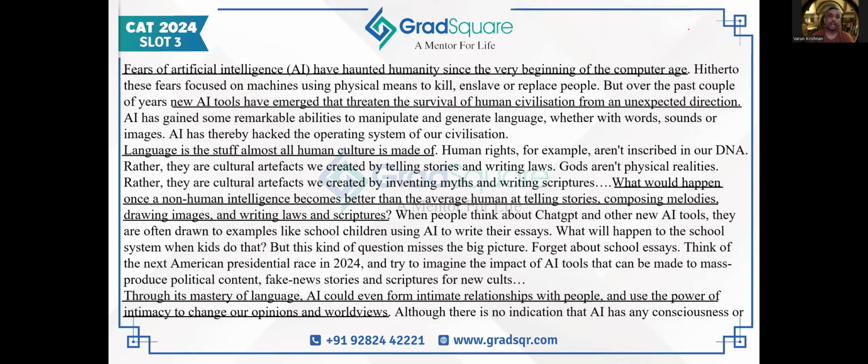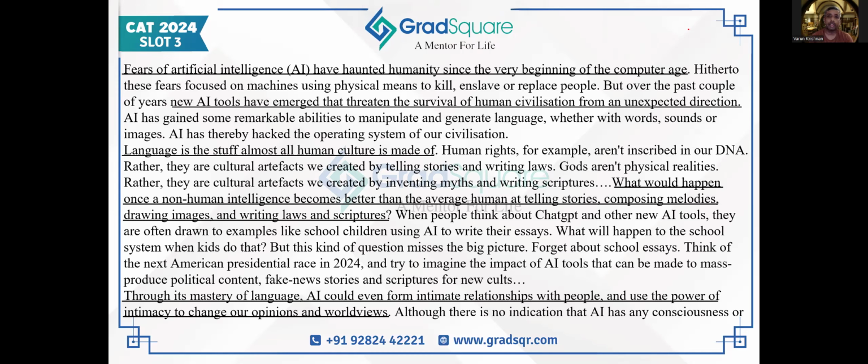So starting off, the first sentence of the passage, as usual, is a pretty important line, but it does not do a really good job of setting up what the topic of discussion is. But it tells us a part of the topic, which says that fears of artificial intelligence have haunted humanity since the very beginning of the computer age, which means that the author is going to talk about why people are afraid of AI. We still don't know whether the author is going to validate the fear or invalidate the fear, but he is talking about fear of AI.